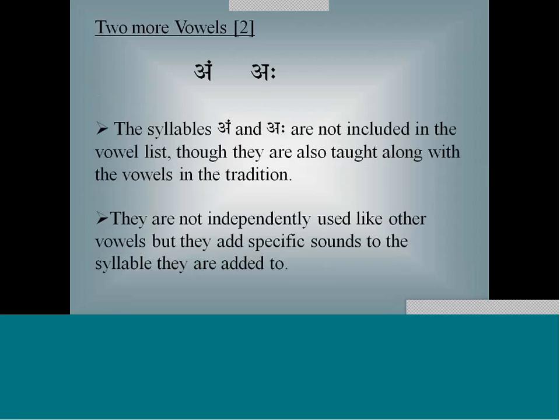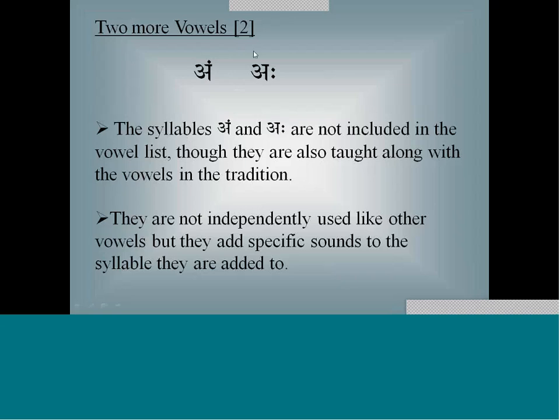And the next one is the two more vowels, that is, there are 13 vowels, 13 plus 2 I said. What are those plus 2? The plus 2 is, you can see, the first one is am, and the second one is aha. That is a and ha.